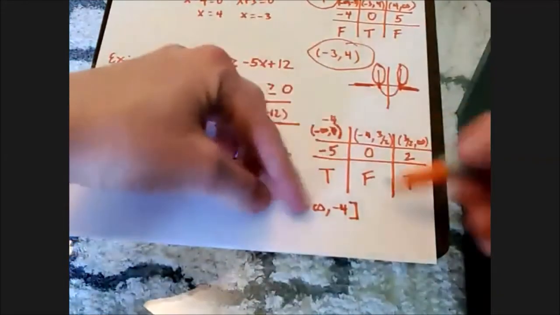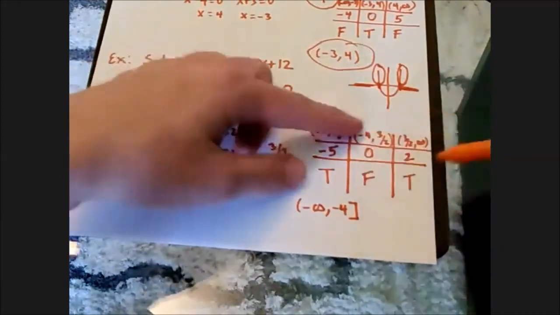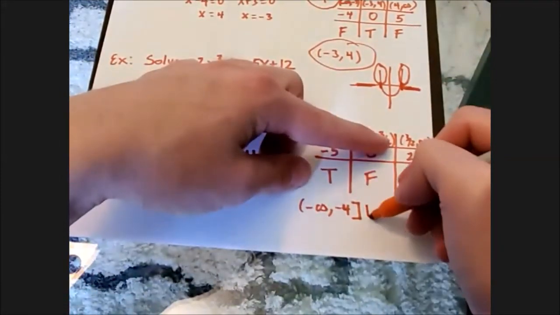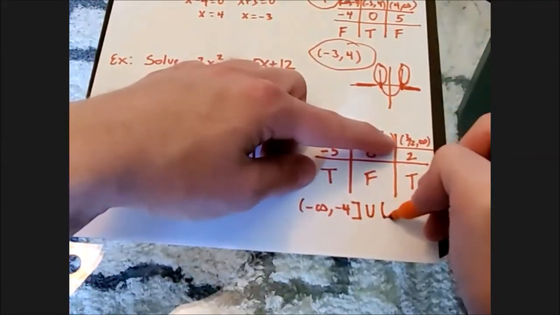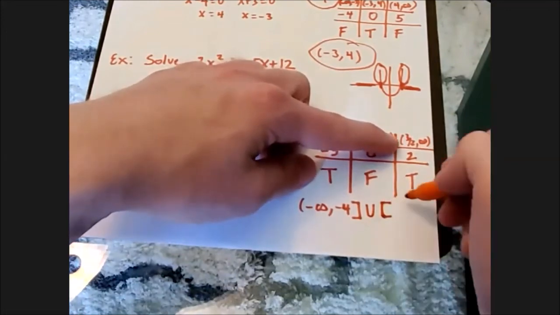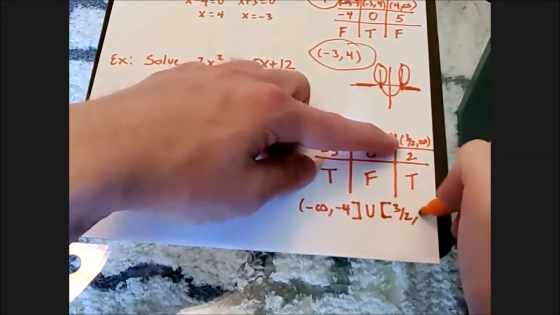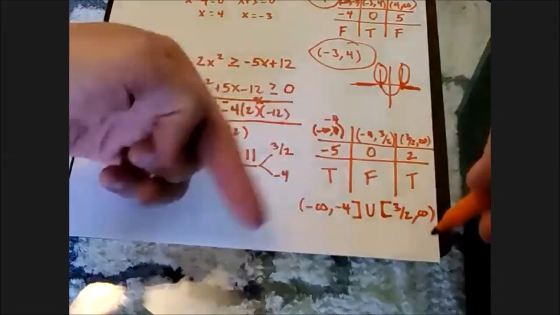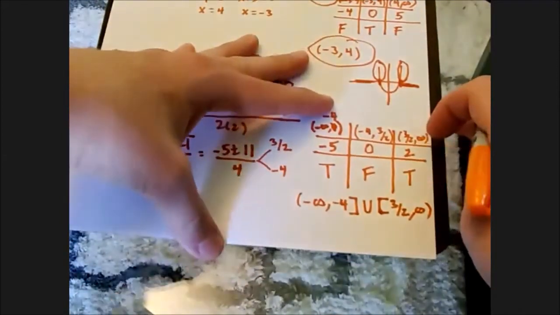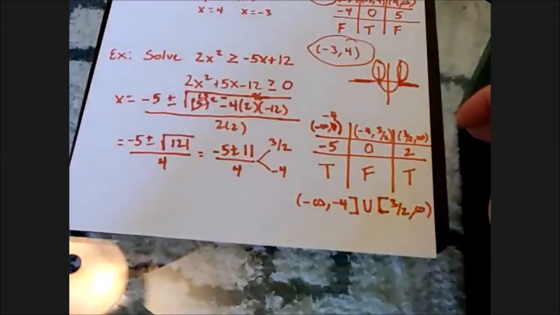And then, of course, it's not just this interval. It was also true over here. So I'm going to union that with a square bracket again, because I have equality, 3/2, and then infinity. And remember, infinity always gets the parenthesis because you can't contain it. It's a concept, not a number.